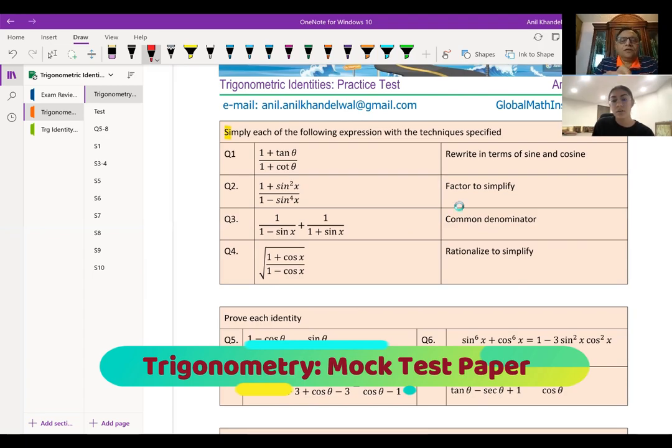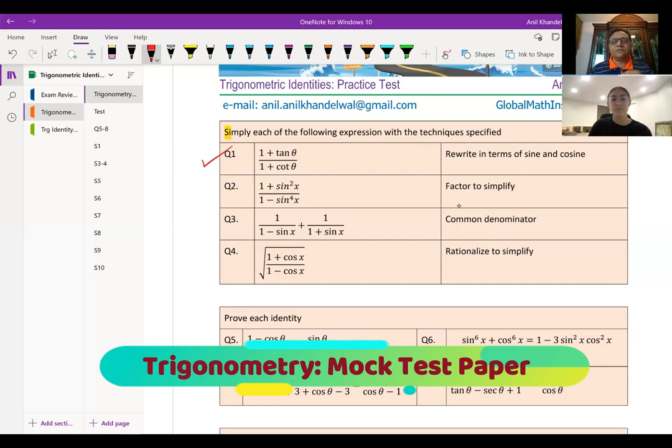The first one is 1 plus tan theta over 1 plus cotangent theta, and they want us to rewrite in terms of sine and cosine. So you can express tan theta as sine theta over cos theta and cotangent theta as cos theta over sine theta. Then you can make the common denominators and simplify from there using your fractional expressions. Correct. So the idea of the first question is to review all the techniques. Once we understand all the techniques, we can answer any test question. Perfect. That's the whole idea.